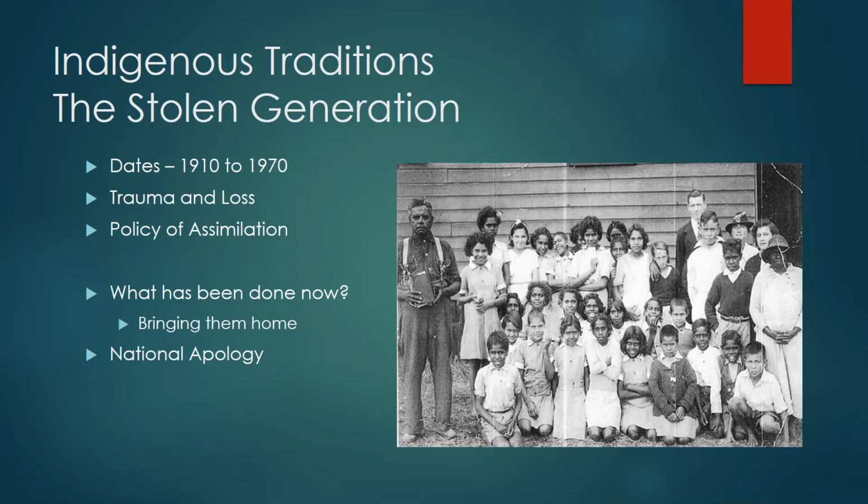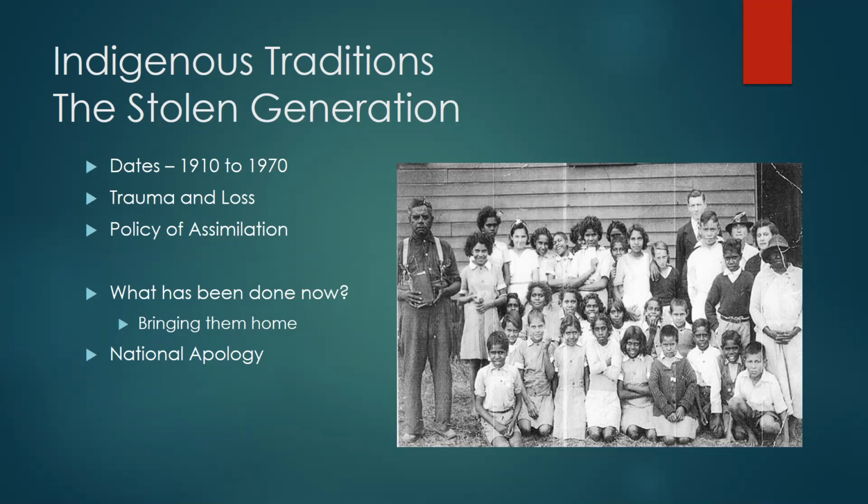Children taken from their parents as part of the stolen generation were taught to reject their Indigenous heritage and forced to adopt white culture. Their names were changed and they were forbidden to speak their traditional language. Some children were adopted by white families and many were placed in institutions where abuse and neglect were common.